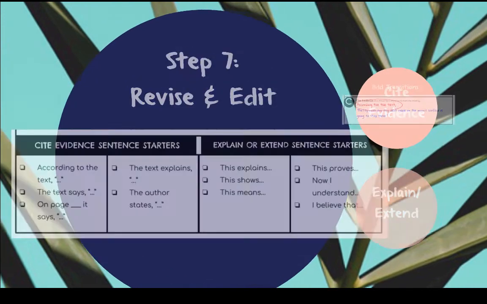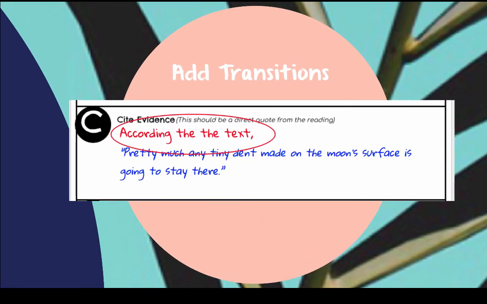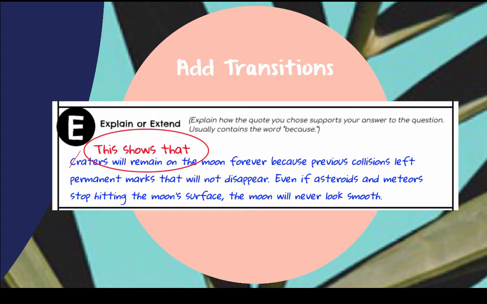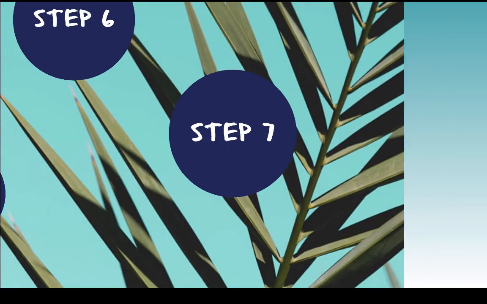So first let's look at cite evidence. I included the sentence starter according to the text, because this is introducing that this direct quote I got from the text that I was reading. For my explain or extend, I used the sentence starter that says, this shows that. And then I went on to do the rest of my answer.